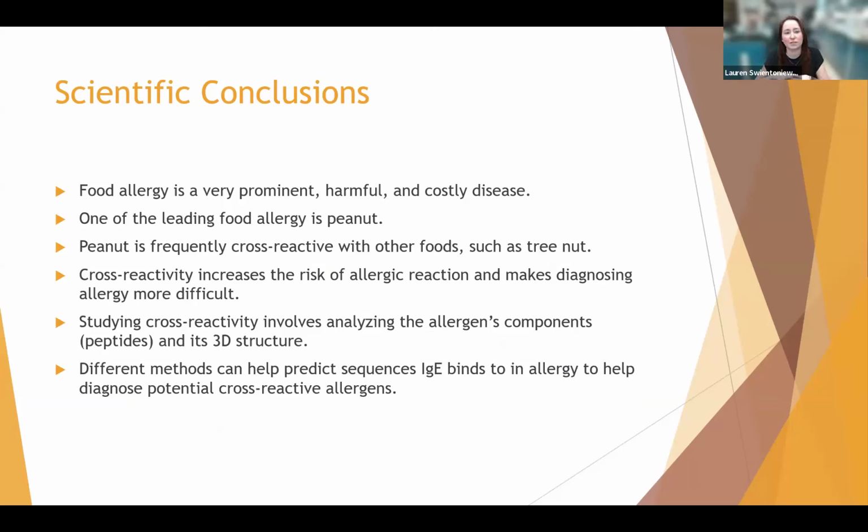So to conclude, food allergy is a pretty prevalent disease, and it can also be very costly, not only financially or with your life. One of the main food allergies in the US and across the world is peanut, and it's frequently cross-reactive with other foods, and it's nice to know whether you are going to be allergic to another food if you have an allergy to peanut. To study this, we look at the different peptides, which are the linear sequences, or the 3D structures of the allergens that you are allergic to. We can use these different methods to help potentially diagnose future allergies.